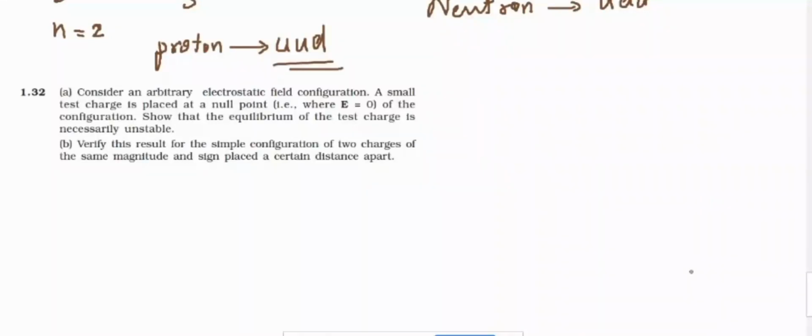Now, next, question 32. Consider an arbitrary electrostatic field configuration. A small test charge is placed at the null point. Null point means E is equal to 0, which means there is no electric field. E is equal to 0 of the configuration. Show that the equilibrium of the test charge is necessarily unstable.